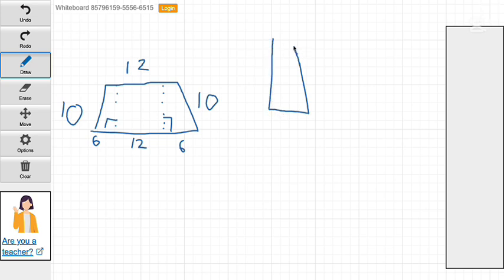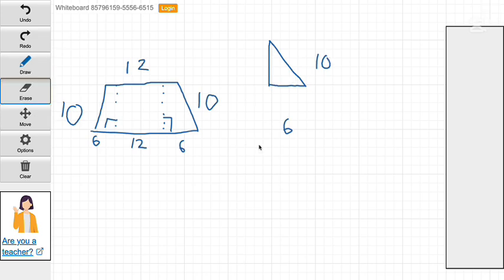I'm trying my best to draw a triangle that is not curvy. Well, God damn it. Okay, so we just go 6 over 10. You know what, let me actually fix this triangle. That is not good. There we go.